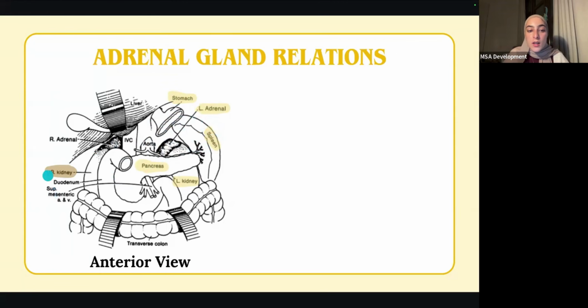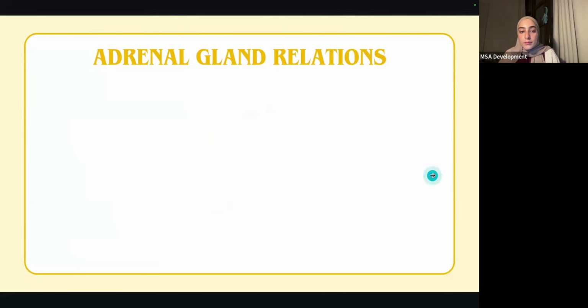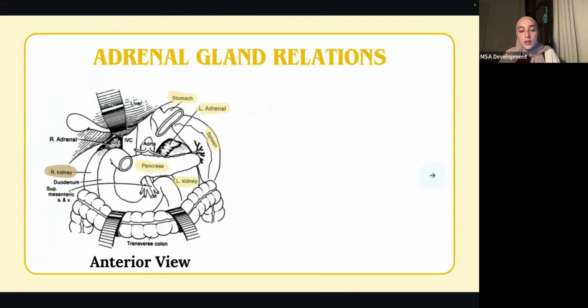And then for the right kidney, what's anterior to it? What's the anterior relation to the right kidney? The inferior vena cava, okay? And the liver.